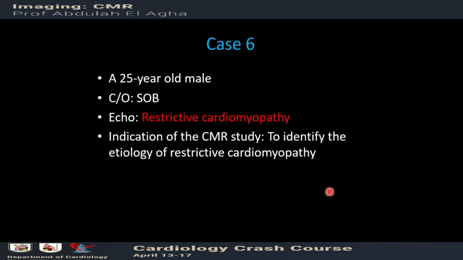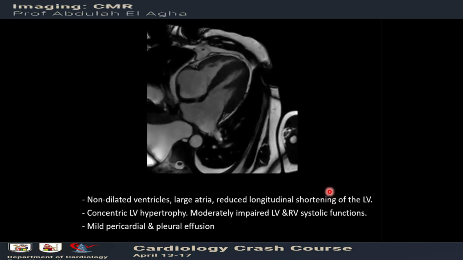Another indication: a 25-year-old male complaining of shortness of breath. His echo shows that this is a restrictive cardiomyopathy, and we want to know the indication for the cardiac MR. This is a four-chamber view. As you see, left ventricle, right ventricle, left atrium, right atrium. Both ventricles are non-dilated with biatrial dilatation, and there's a very important sign here. What is it?